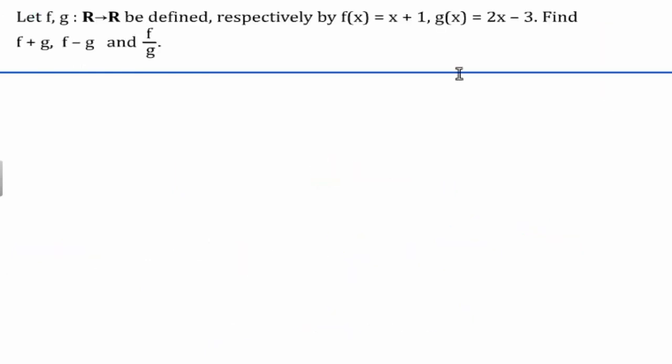In this question, two functions f and g are defined from R into R. The function f is given by f of x is equal to x plus 1 and the function g is given by g of x is equal to 2x minus 3. We need to find out f plus g, f minus g and f by g. Let's begin the solution of this question.